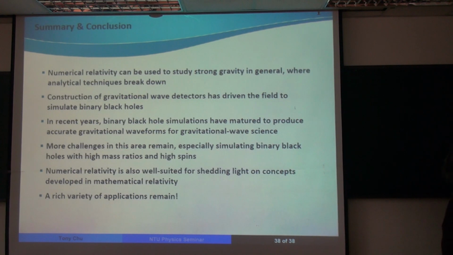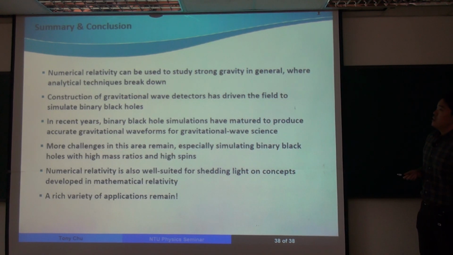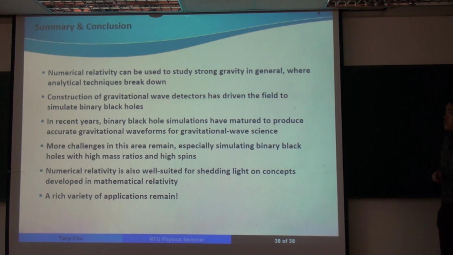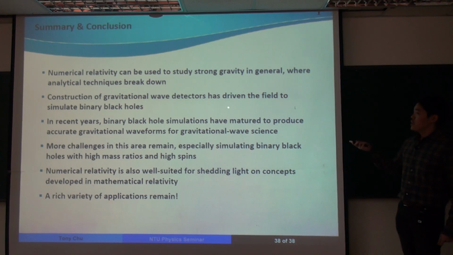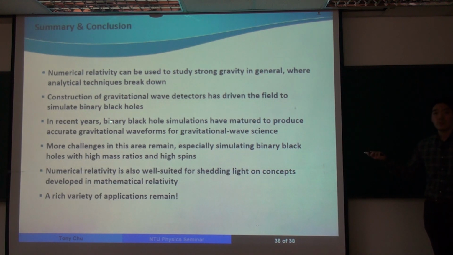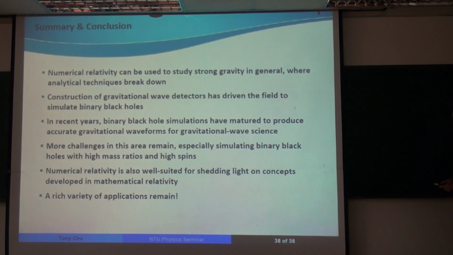So here's just a summary and conclusion. Numerical relativity is a useful tool to study strong gravity in general, where analytical techniques break down. And construction of gravitational wave detectors has driven the field to simulate binary black holes, among other compact binaries. And in recent years, our ability to simulate these objects has matured to produce accurate waveforms that we can actually do science with. However, more challenges remain, especially exploring the more extreme regions of parameter space.